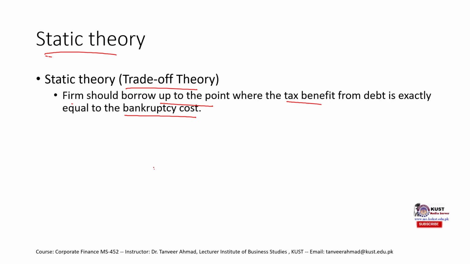What it means is that although debt would give us a tax benefit, and firms should exploit this opportunity, they must also take care of the bankruptcy cost. So the debt should increase to a point where the tax benefit is greater than or equal to the cost that can be incurred through bankruptcy. It should not be the case that we keep on increasing the debt to a point where the tax benefit is lower than the bankruptcy cost. So there must be a trade-off between the tax benefit and bankruptcy cost.